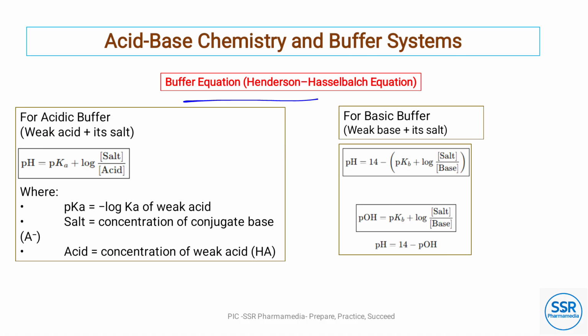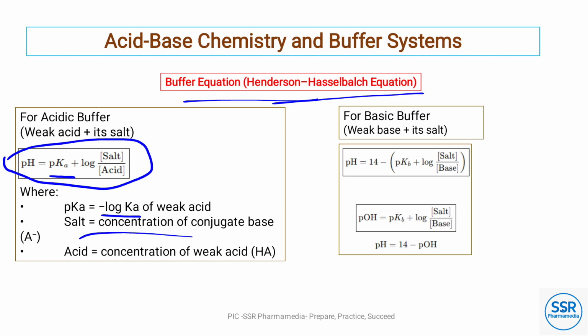Next is the buffer equation, called the Henderson-Hasselbalch equation. This is the buffer equation: pH is equal to pKa plus log salt divided by acid. Here pKa is equal to negative logarithm of Ka of the weak acid, salt is the concentration of the conjugate base, and acid is the concentration of the weak acid.